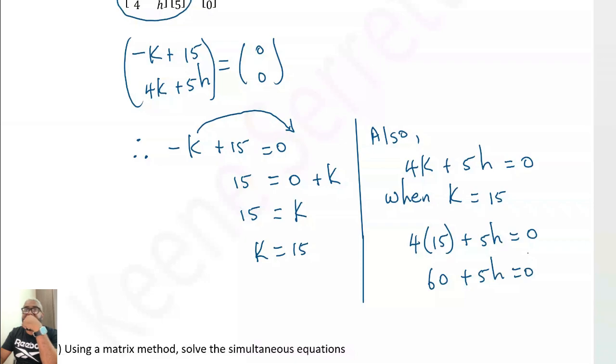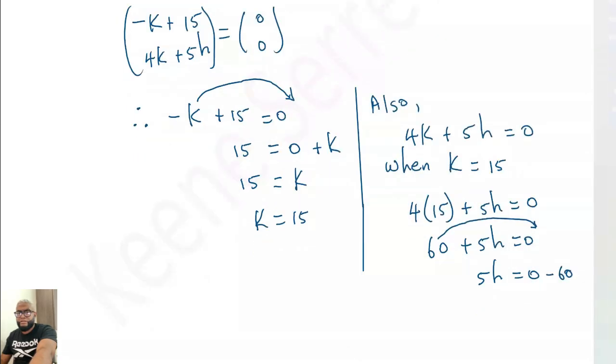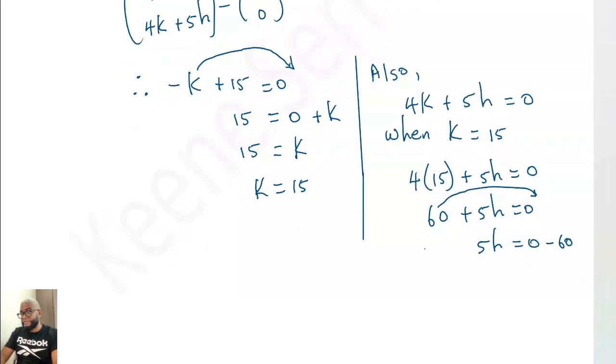Now if I want to find h, what do I need to move here? What I need to move is the 60, excellent. When I move 60 here, what do I do with it? Minus. So negative. Excellent, guys. 5h is equal to 0 minus 60, right? 0 minus 60 is what? Positive 60 or negative 60? 5h is equal to negative 60. Okay?